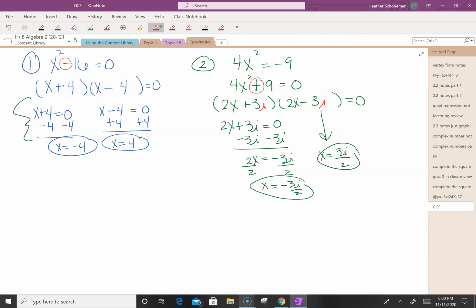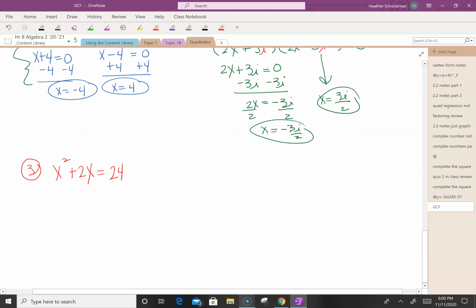Okay, 2 more examples and then we're done. Let's solve this one. x squared plus 2x equals 24. When you factor, first step, set it equal to 0. And when you set it equal to 0, it has to be x squared, x, and then the number. So I'm going to have x squared plus 2x minus 24 equals 0.